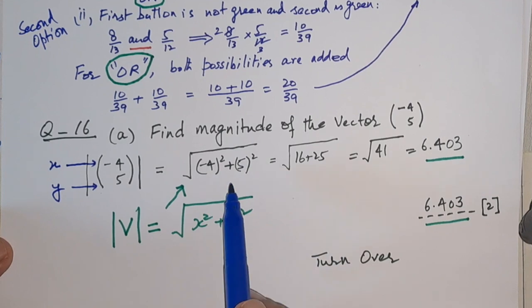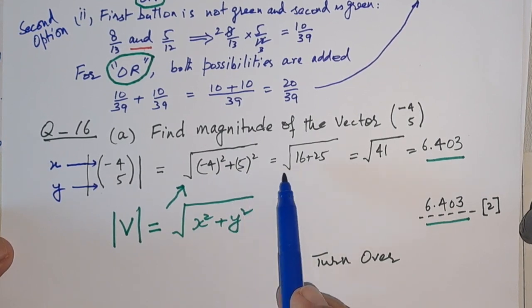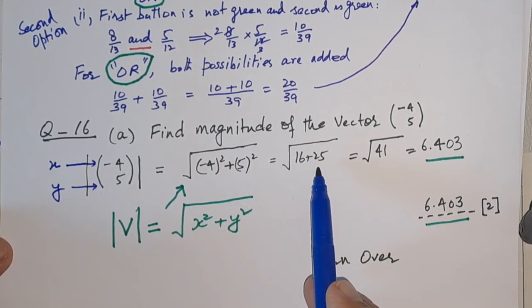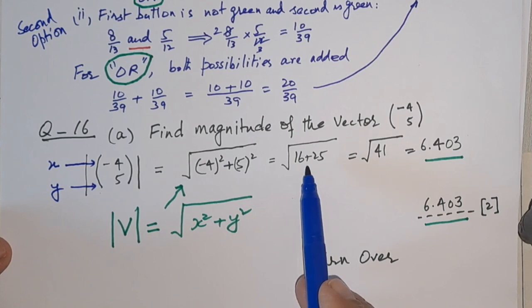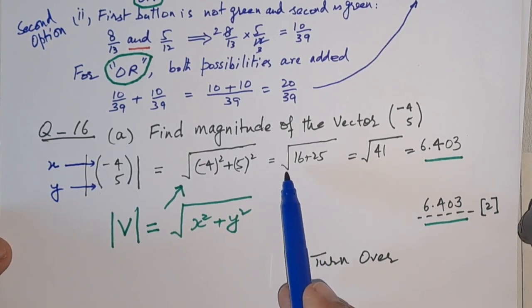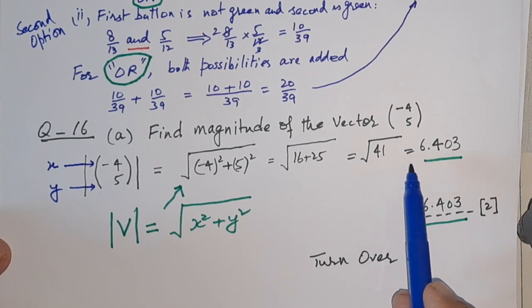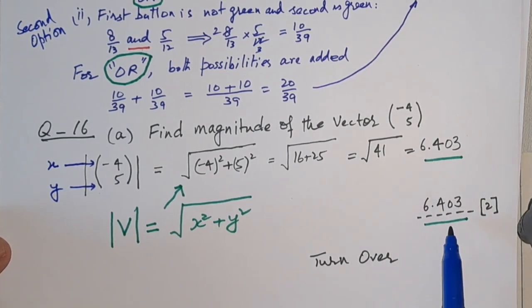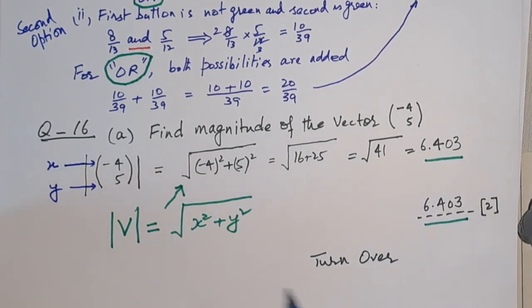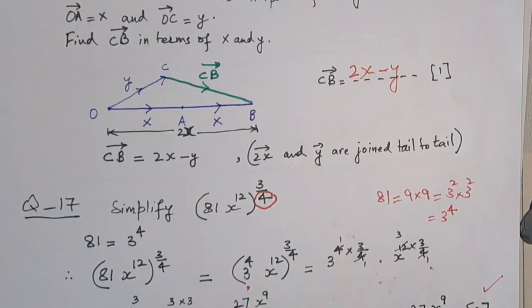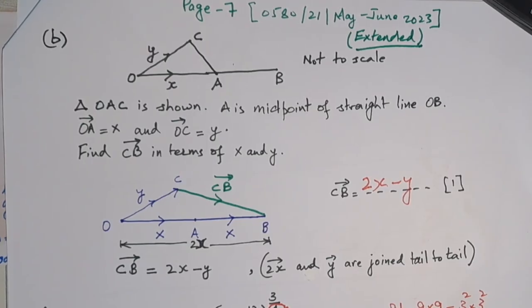Minus 4 square plus 5 square is equal to 16 plus 25 under the root, which sums up to 41 under the root, and the answer is 6.403. We write the answer and get 2 marks. Part B of the question.